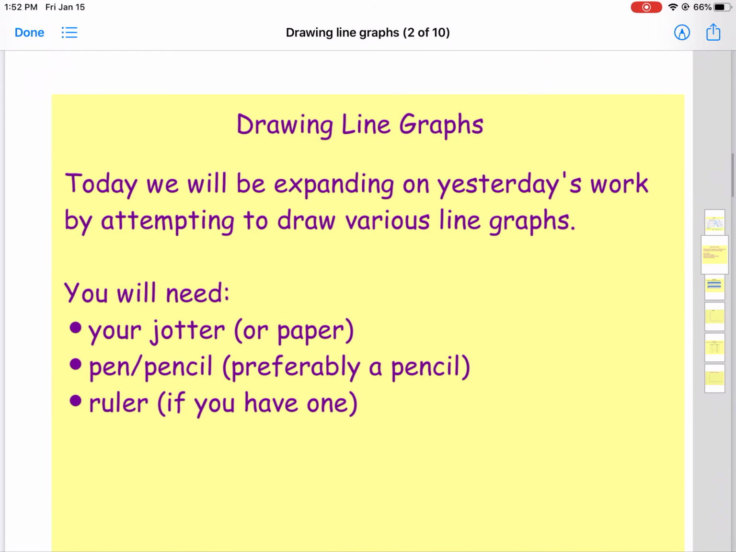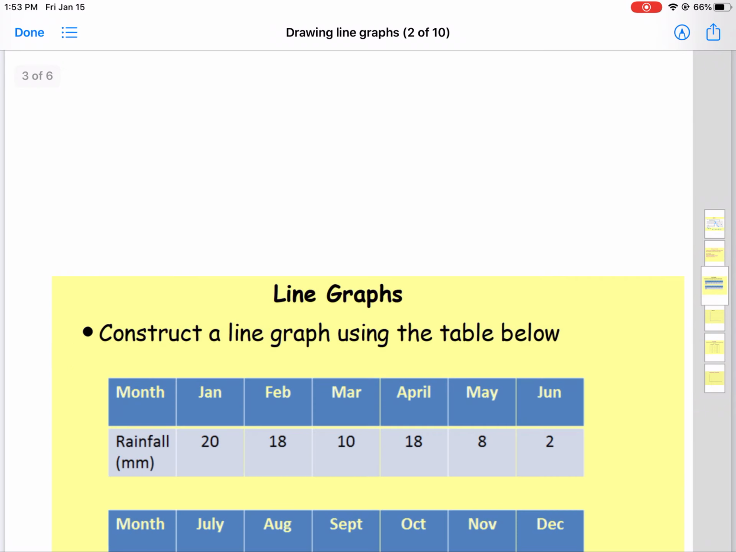Today, as I say, we are looking at drawing line graphs. So we'll be expanding on yesterday's work and attempting to draw various line graphs based on some information. You will need your jotter or paper, preferably lined paper rather than plain paper. That way we can actually get our scales drawn accurately enough as well. You will need a pen or a pencil, preferably a pencil, just in case you make any little mistakes. And you will need a ruler. If you've got one, that's great. If you don't, it's not the end of the world. You just need to try and do your lines a little bit straighter.